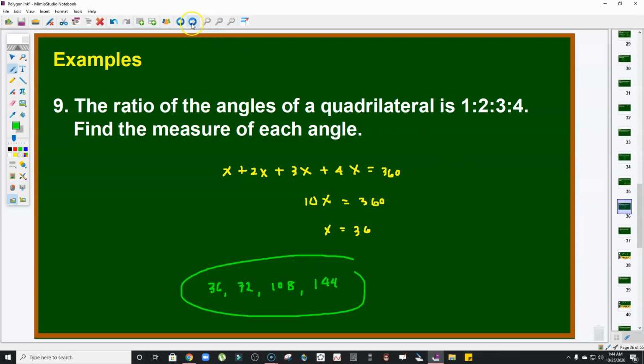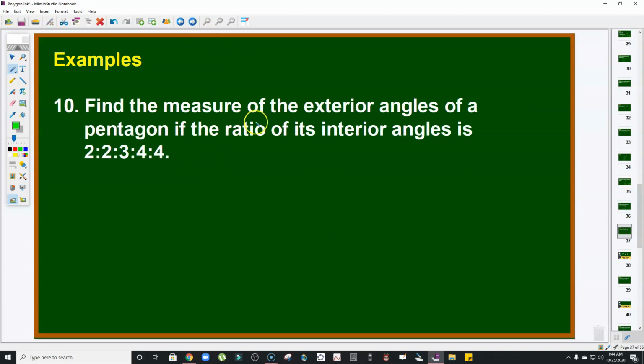Okay? Alright, last problem for this video. Find the measure of the exterior angles of a pentagon if the ratio of each interior angle is 2:2:3:4:4. Again, ang hinahanap, exterior angle. However, ang given, yung measure ng interior angle is 2:2:3:4:4. So, like what we did earlier, 2x plus 2x plus 3x plus 4x plus 4x, equate natin kay 540. Because the sum ng angles sa pentagon is 540. See that? So, therefore, 2 plus 2 plus 3 plus 4 plus 4, that's 15x. 15x equals 540.